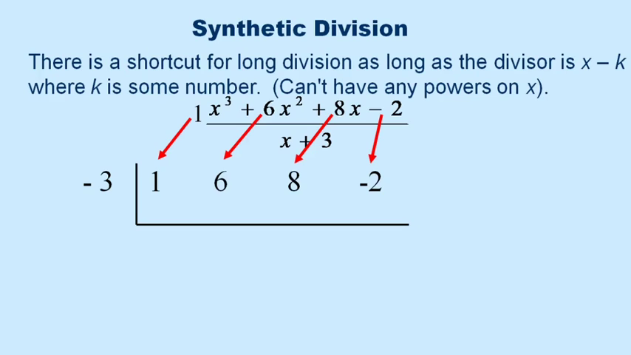Since there is no missing term, because the first term has power 3, the second term has power 2, the third term has power 1 and the fourth term has power 0, the dividend is in proper descending order of powers. Next, we will bring the first number below this line.